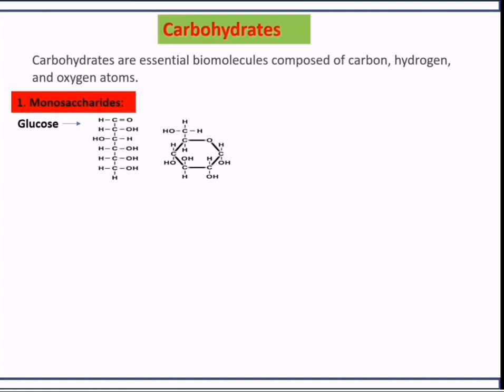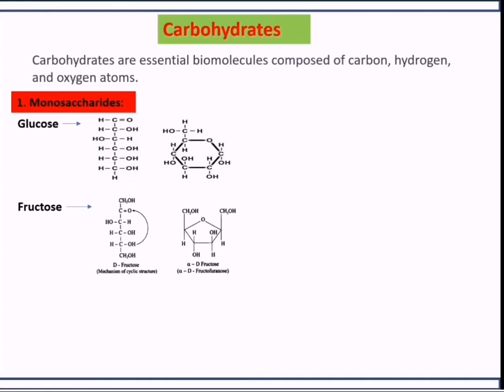The next one is fructose. Fructose is a 6-carbon sugar found in fruits and honey. The next one is galactose. Galactose is a 6-carbon sugar found in dairy products and a component of lactose.